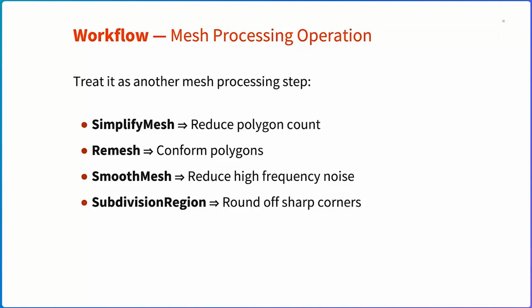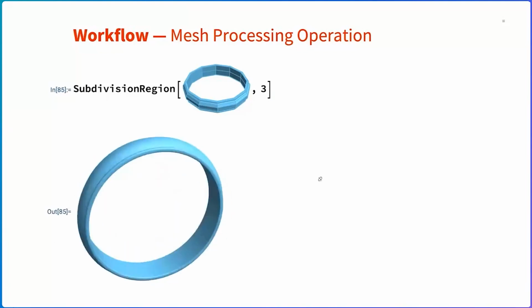For example, we have simplify mesh, which reduces the polygons in the mesh while retaining its shape. We have remesh, which changes the size and shape of individual polygons to be more uniform. Then we have smooth mesh, which reduces noise introduced from things like 3D scanning. So the idea here is we can treat subdivision region as yet another operation, where here it takes in a rough mesh with sharp corners and then rounds them off. An example of this workflow would be to apply subdivision to a mesh, like this ring here, to produce a smoother, more refined mesh as an output, as we can see here.